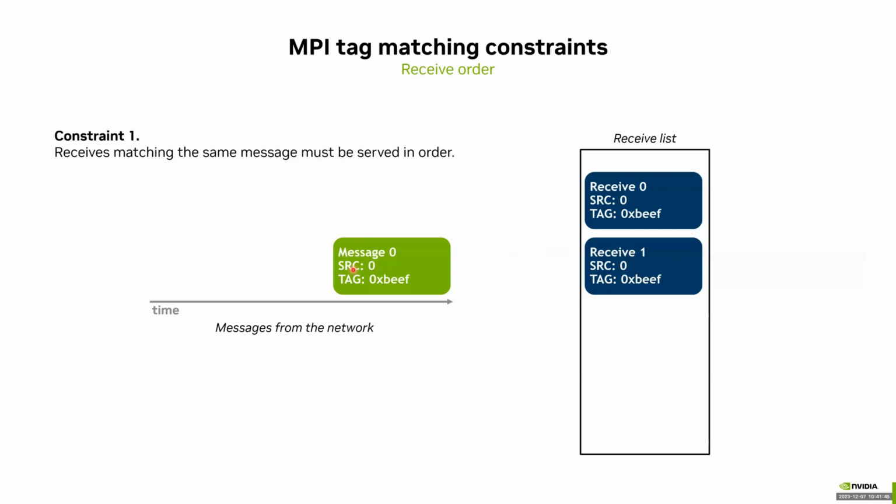So we were discussing initially that MPI imposes some constraints on the receive ordering, right? In particular, there are 2 constraints which we need to take care of. The first constraint says that if there are 2 receives matching the same message, then the oldest one has to be matched first. Here we have receive 0, receive 1. They both match this message that is coming from the network. Receive 0 arrived first. We need to make sure that receive 0 actually matches message 0 and not receive 1, right?